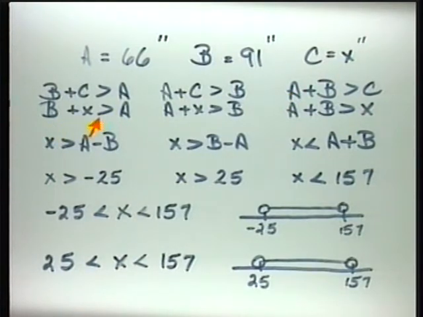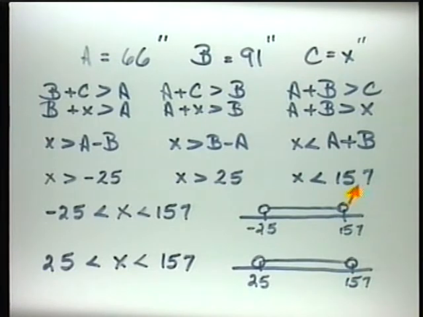Solving each inequality for X, we end up with, for the first one, X is greater than A minus B, causing us to result in X being greater than negative 25. Next, we have X is greater than B minus A, resulting in X is greater than 25. Then we have X is less than A plus B, giving us the result of X is less than 157.